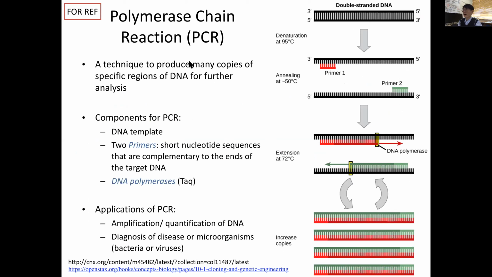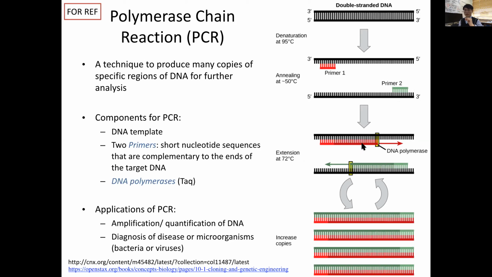So another slide, this is for reference for PCR, a technique to produce many copies of specific regions of DNA for further analysis. So let's go back here: double-strand DNA, 5' to 3' anti-parallel fashion, and we denature it at 95 degrees, and then we anneal or attach two primers at their complementary sites, and then we extend by making the DNA polymerase work to make a copy of this.